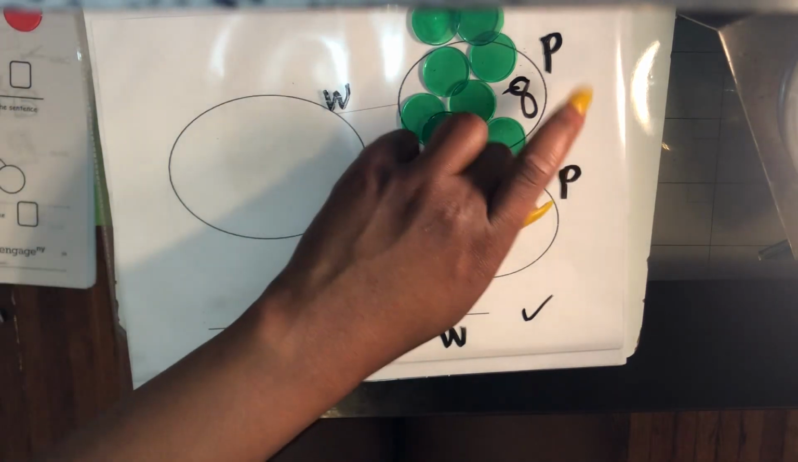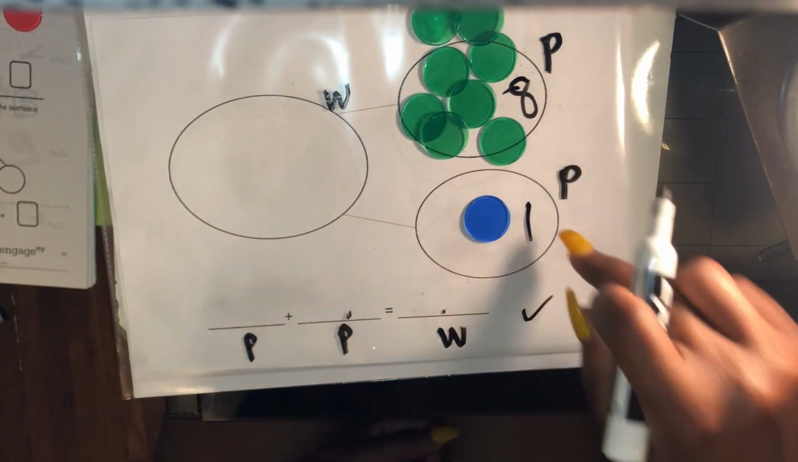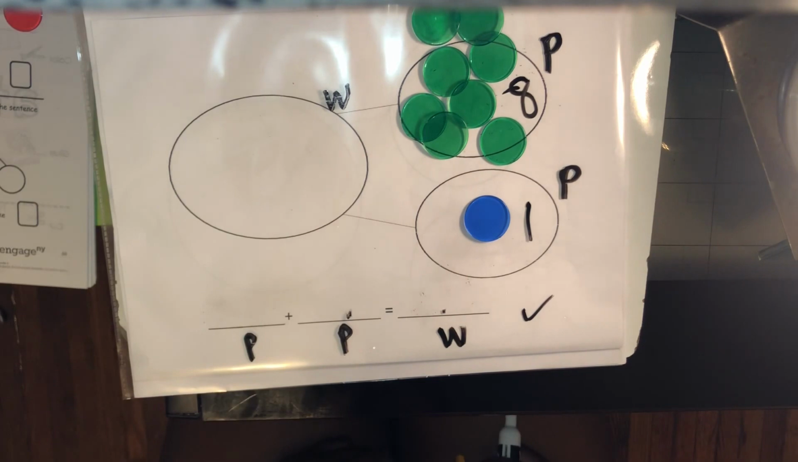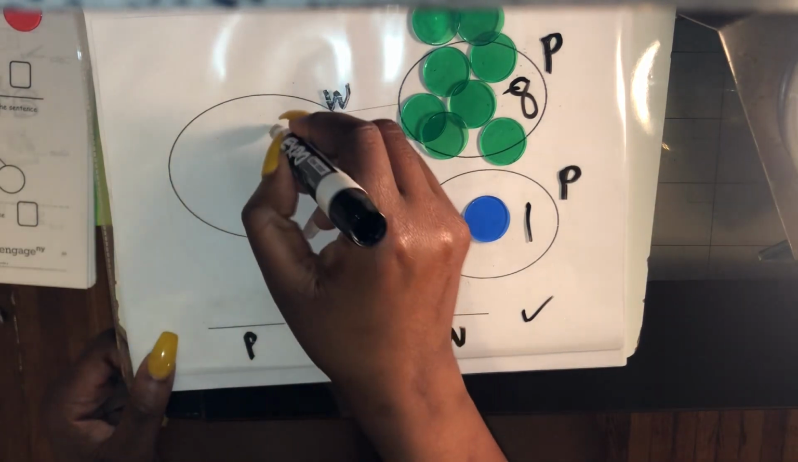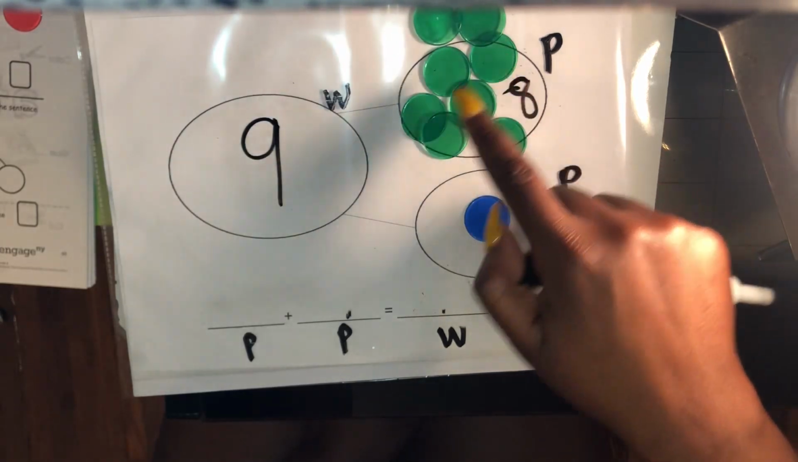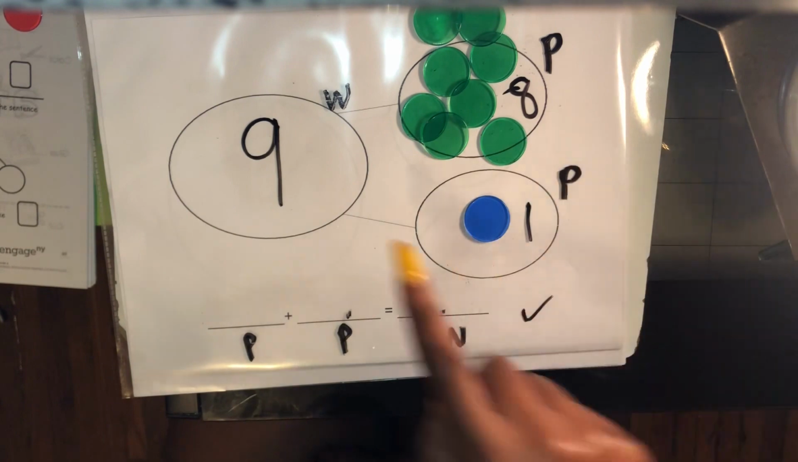Yep, I put 1 more. I had 8 pencils, and then I got 1 more pencil. What did you put in your whole? If you said 9, you were right. Let's count to see. 1, 2, 3, 4, 5, 6, 7, 8, 9. Because these 2 parts equal my whole.